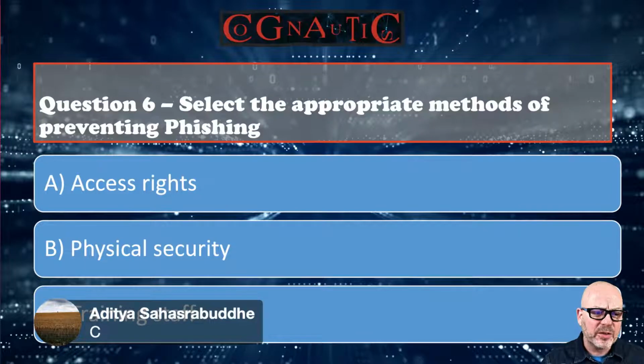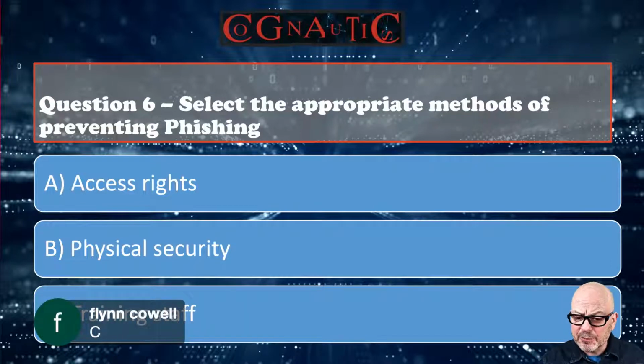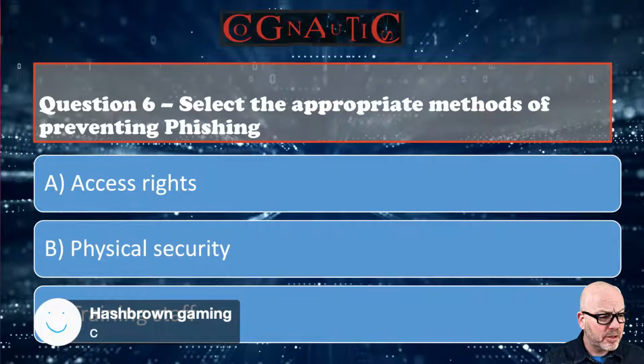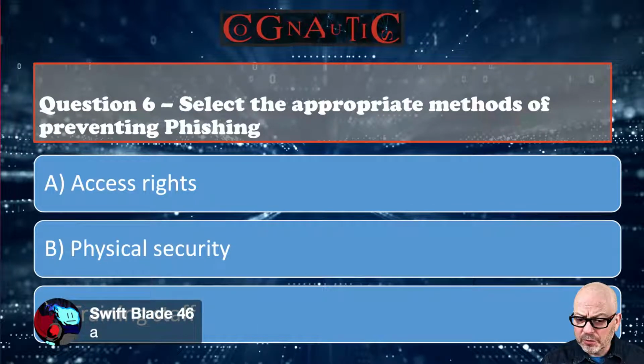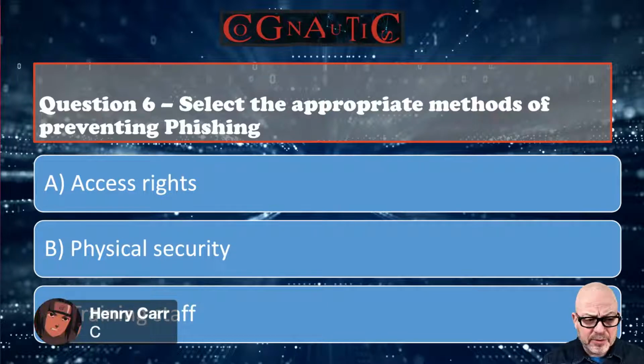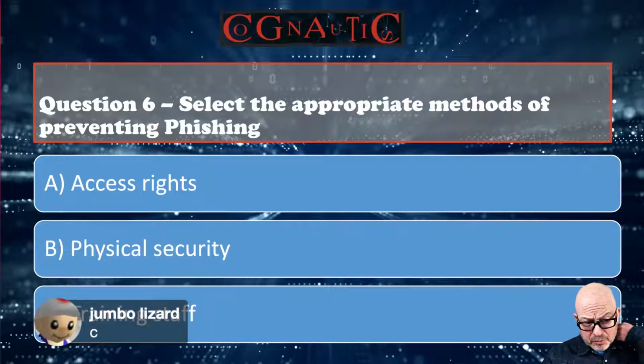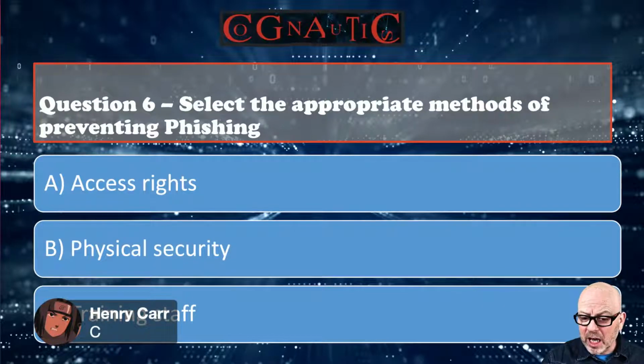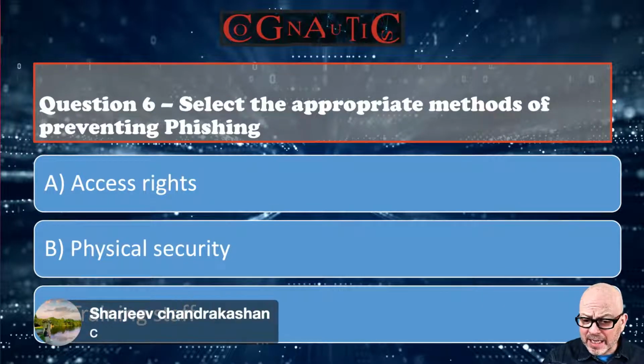Aditya has gone for C, appropriate method of preventing phishing. Hi, Flynn. How you doing? Thanks for coming. Flynn's gone for C. Hash Brown's gone for C. I think we should give you a bit of this. Swiftblade has gone for A. Jumbo Lizard, hi Jumbo Lizard. Hunter has gone for C. And hi, Henry. How's things? Hope all is well. C again, and Sharjeev C. I think one of those really annoying air horns is appropriate.